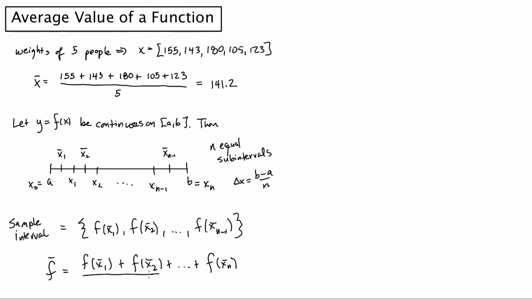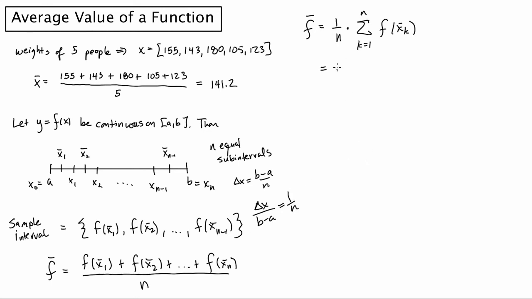I'm going to divide the total by n because there are n total points, and then I'm going to make some adjustments. I can write this as 1 over n times the sum of the first n sample points, f at x bar sub k. This is our summation notation. And because delta x is b minus a over n, delta x over b minus a is the same as 1 over n. So I'm going to replace 1 over n with delta x over b minus a.